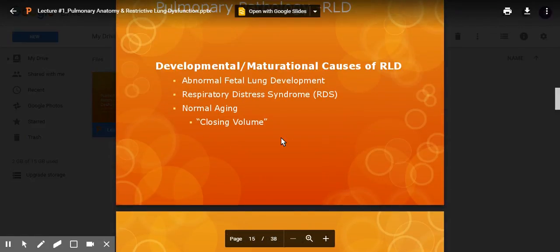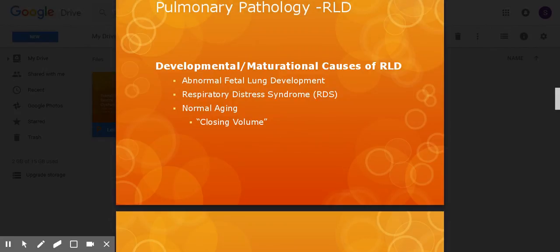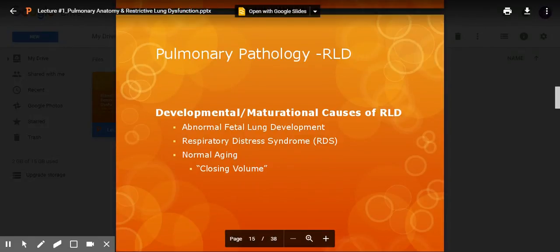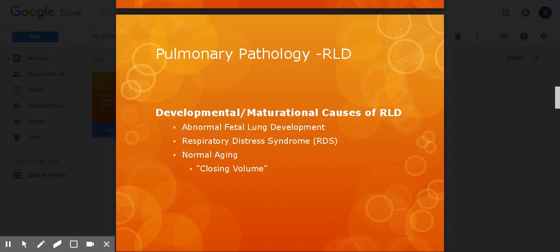Going back one slide to now talk about some of the issues with normal aging. As we discussed earlier in the lecture, normal aging in and of itself can result in restrictive lung dysfunction. You see a decrease in compliance of roughly 20% between the ages of 20 and 40. An individual's maximum voluntary ventilation decreases 30% between the ages of 30 and 70, and vital capacity decreases by 25%.